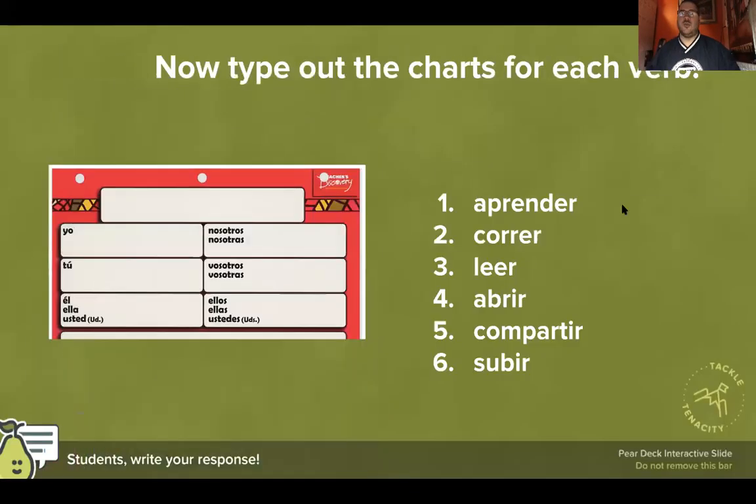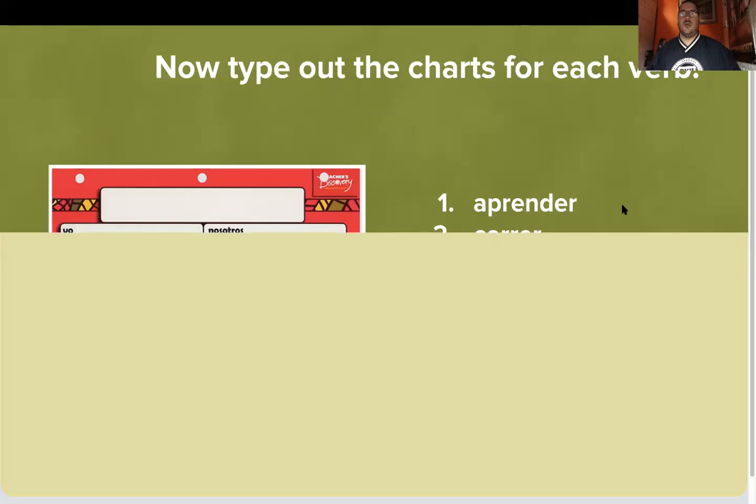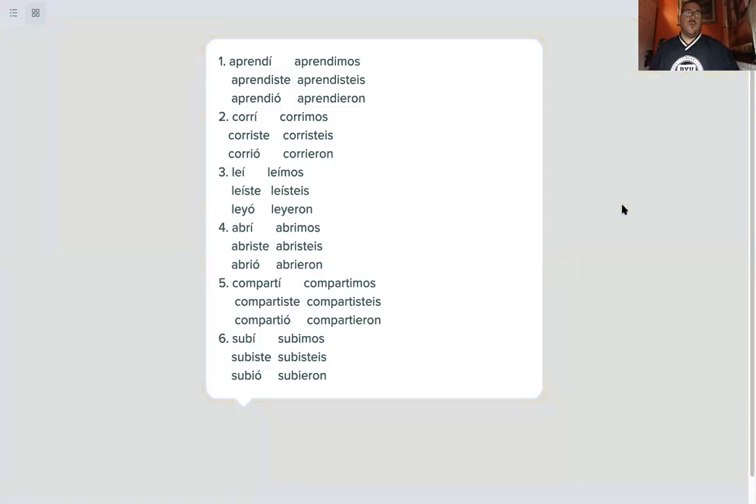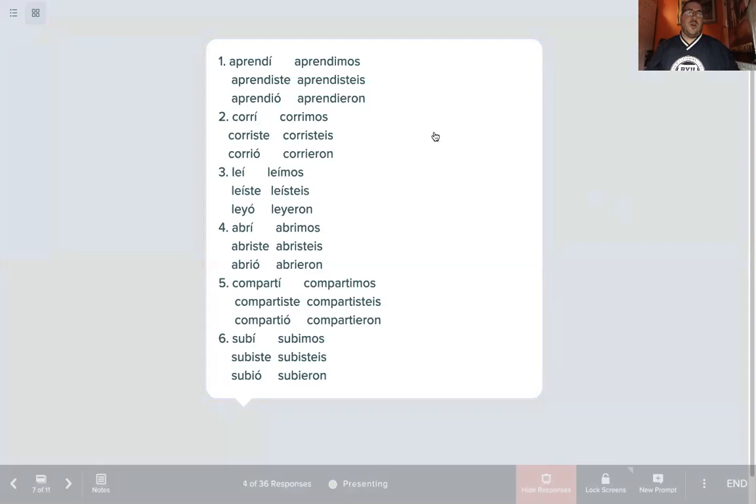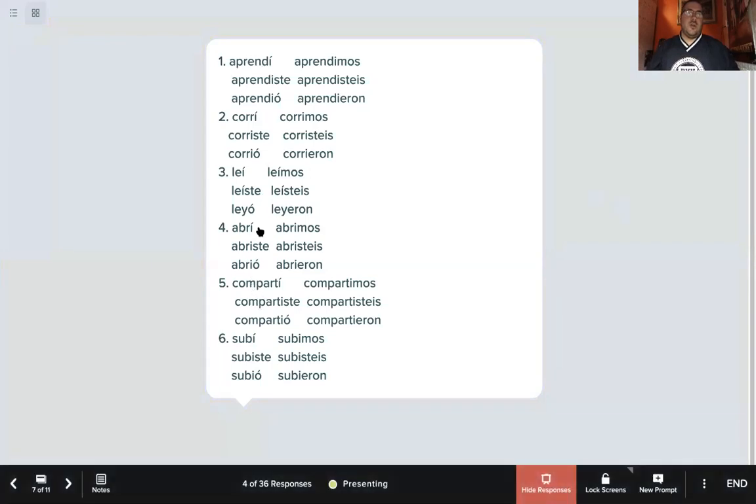Now I want you to go ahead and put those in the chart. So take a minute and put them in the chart. Pause the video if you need more time. Okay, thanks. So again, here the important thing is to drop the ER or the IR and add the correct endings: the e, iste, ió, imos, isteis, ieron.